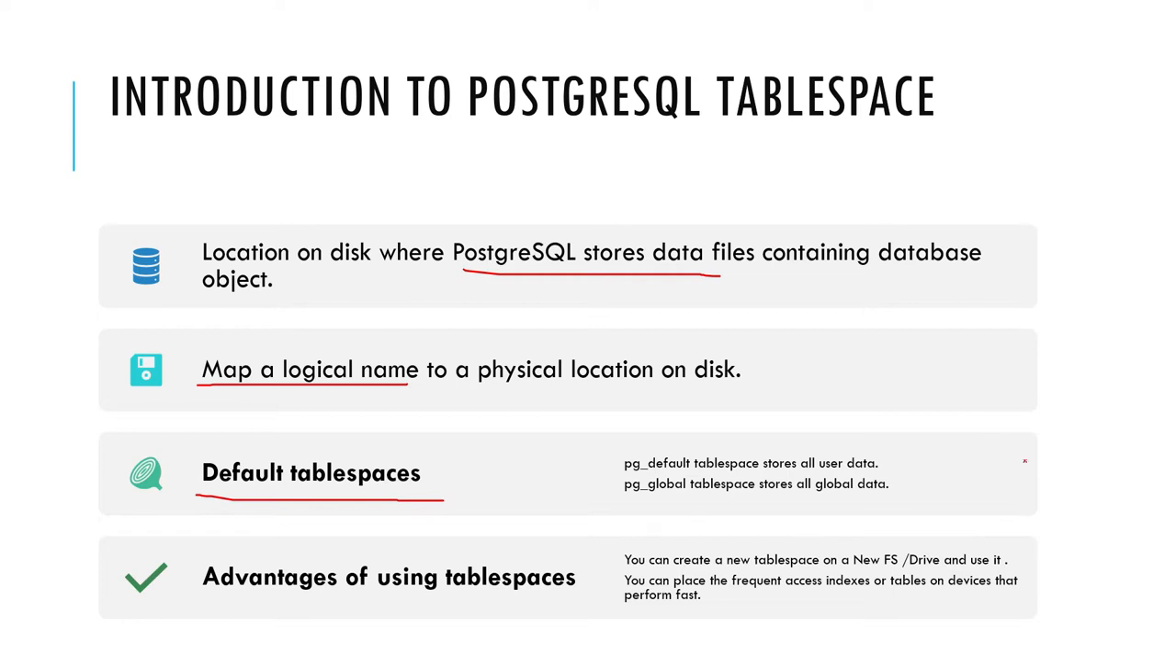By default, there are two kinds of tablespaces in Postgre. One is known as pg_default, where all the user data is stored, and pg_global, where all the global data is stored. So when an instance is created, you have two tablespaces: one is pg_default and another is pg_global. Default means the one where user data is stored, and global means where all the global data is stored.